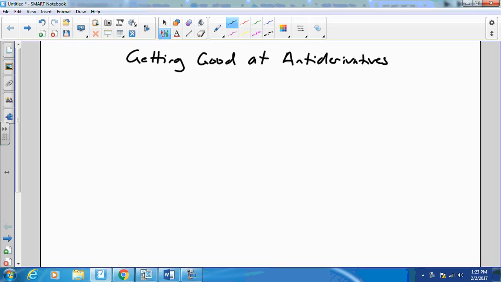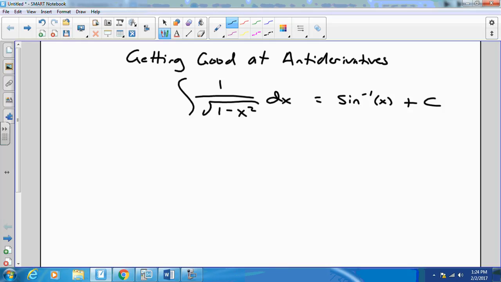So today's lesson is getting good at antiderivatives. To illustrate the problem, consider this one. What is this guy? Somebody knows? Inverse. He says tangent, she says secant. Who's right? Oh no, we don't know. Inverse sine plus c. And this illustrates the problem.